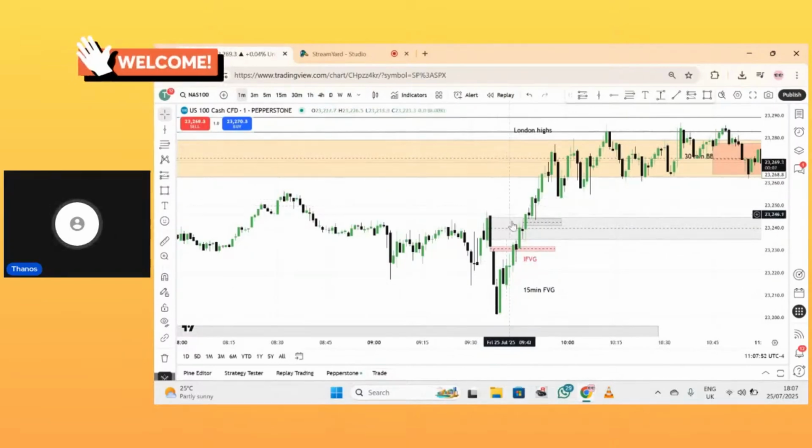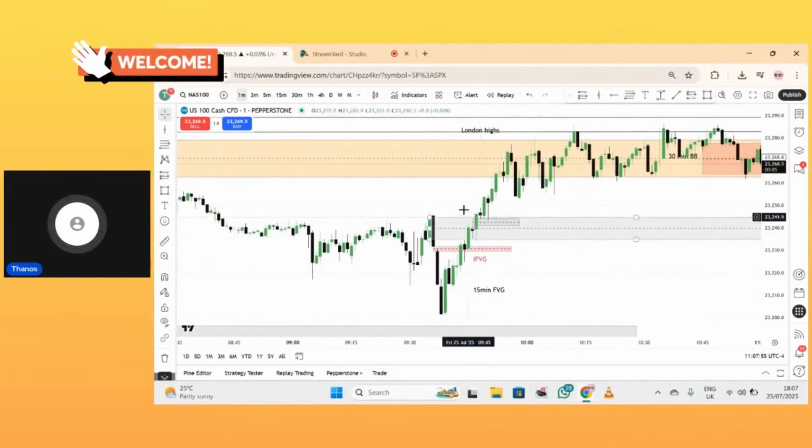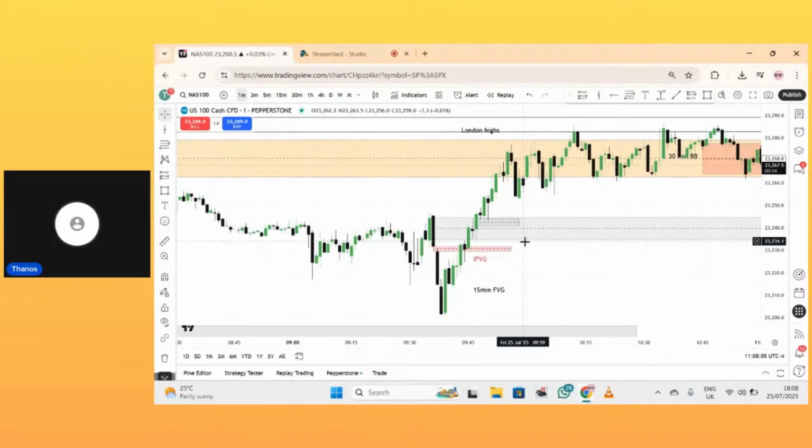Do you use ICT macros? Yes, I use my ICT macros. I use them a lot, especially on the PM session. Do you use NDOG and NWOG?